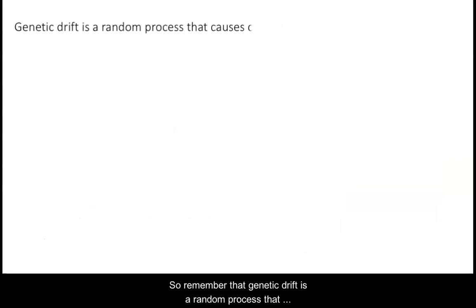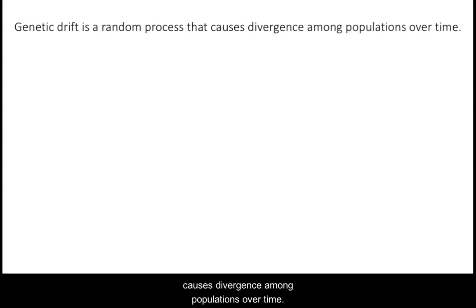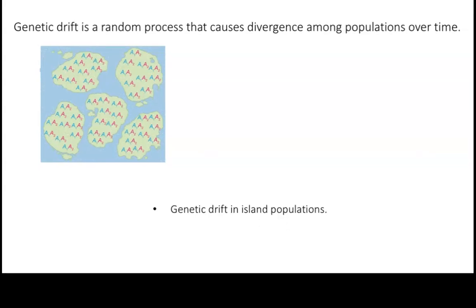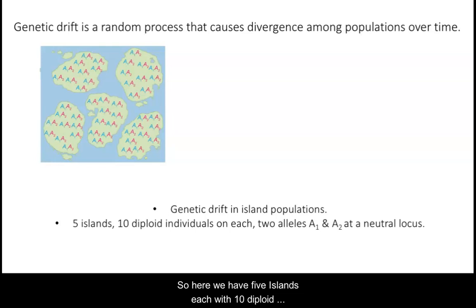Remember that genetic drift is a random process that causes divergence among populations over time, and this is most easily visualized with island populations. Here we have 5 islands, each with 10 diploid individuals, which means that each individual has 2 copies or alleles at a particular locus, which in this case is a neutral locus, meaning that it's not under selection because it doesn't impact any particular traits. In this example, we have allele A1 in blue and A2 in red.